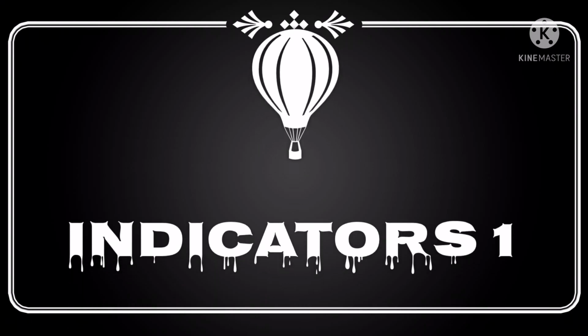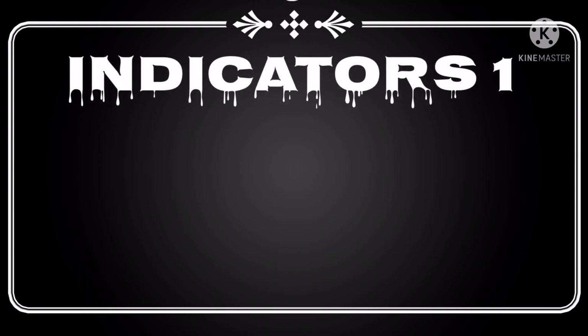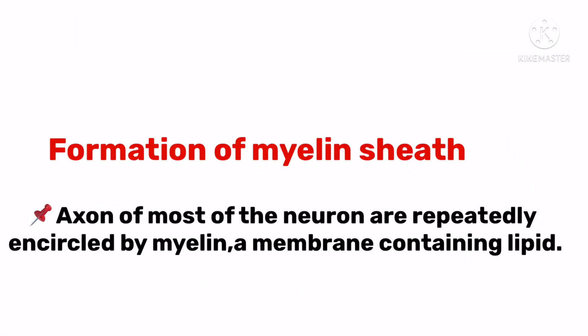Chapter 1: Sensations and Responses. Indicators 1: Formation of myelin sheath. Axons of most of the neurons are repeatedly encircled by myelin, a membrane containing lipid.